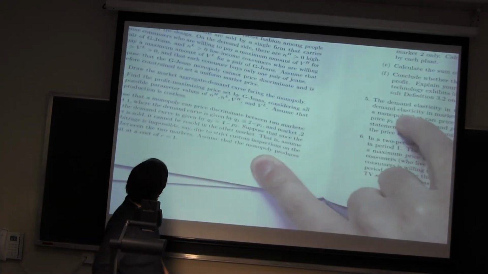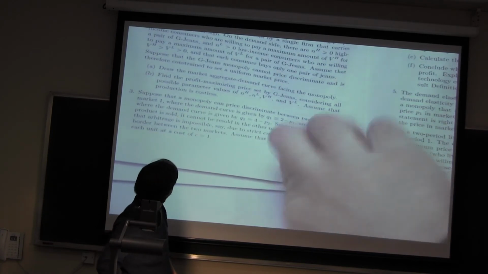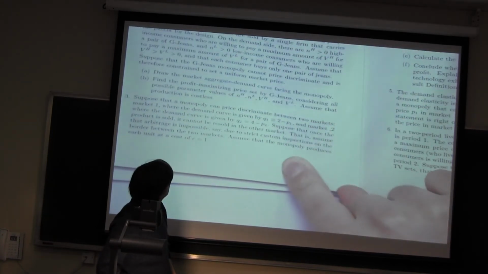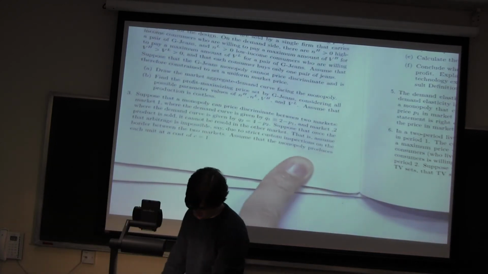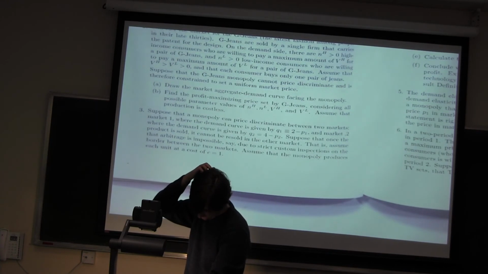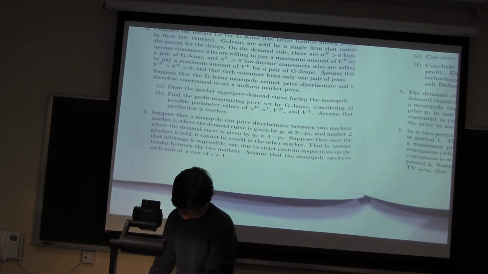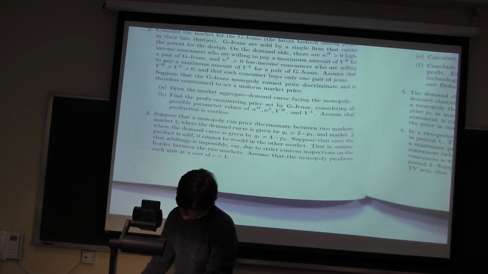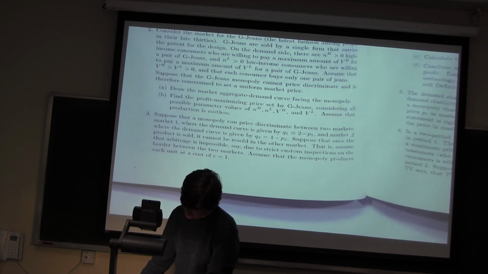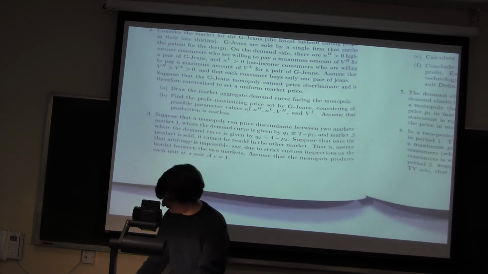So this says, some monopolist is price discriminating between two markets. Well, it's third degree. Sorry, what page is it? So this is page 92. Just seeing if there's a better one, but. Not bad.